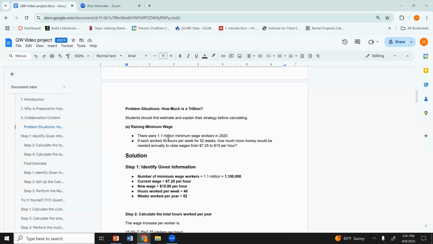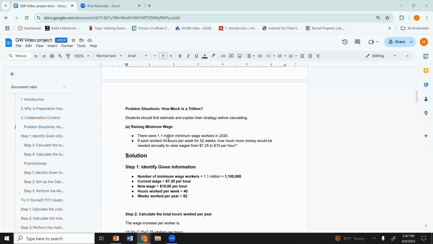So we really have to make sure we understand the question here. So what we are trying to achieve here is that we have 1.1 million people who are earning minimum wage at $7.25 in 2020. So let's say we want to help these people out. We want to increase their minimum wage to $15 per hour. They'll be very happy.